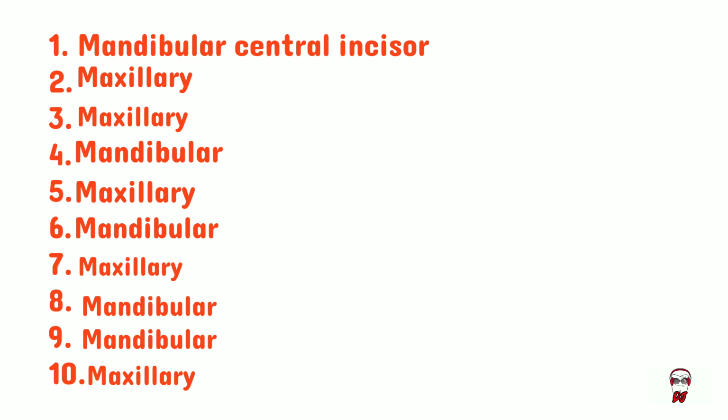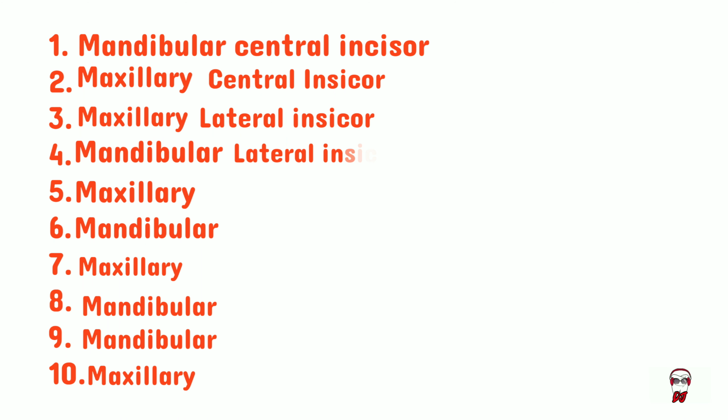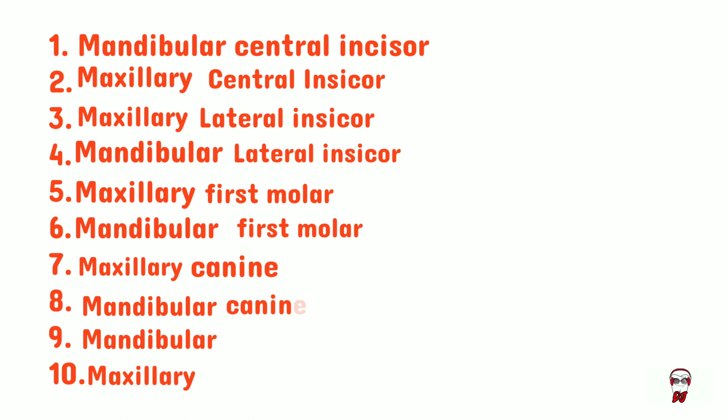Now if we go back to our mnemonic Children Love Mild Chocolate Milk, we can fill in the eruption sequence. The first tooth to erupt is the mandibular central incisor. The second is the maxillary central incisor. Third is the maxillary lateral incisor. Fourth is the mandibular lateral incisor. Fifth is the maxillary first molar. Sixth is the mandibular first molar. Seventh is the maxillary canine. Eighth is the mandibular canine. Ninth is the mandibular second molar. And lastly, tenth, the maxillary second molar.